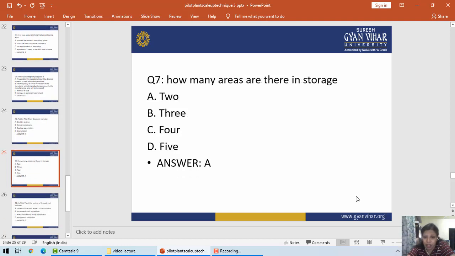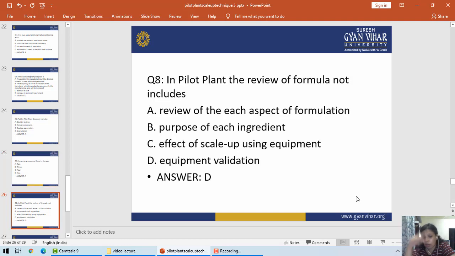How many areas are there in storage? 2, 3, 4 or 5. The answer is 2. Two storage areas are there. Storage area we can divide into 2: one is approved, one is unapproved. Actually there are many questions which are from our previous videos, because these are very interrelated things. So you have to go through that video also to answer these questions.